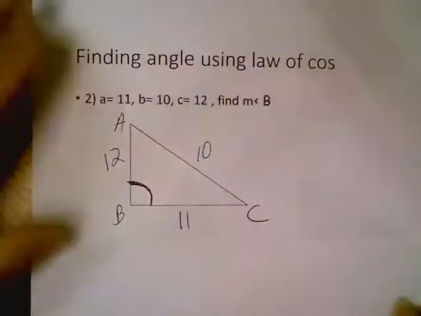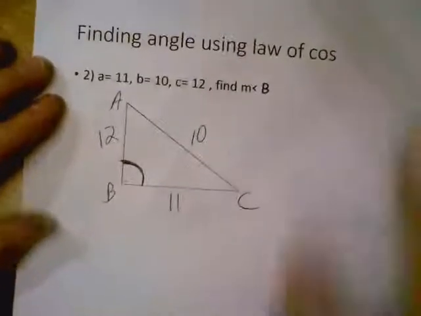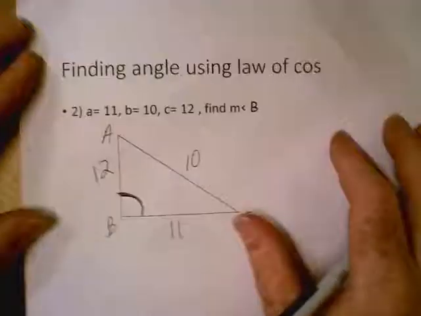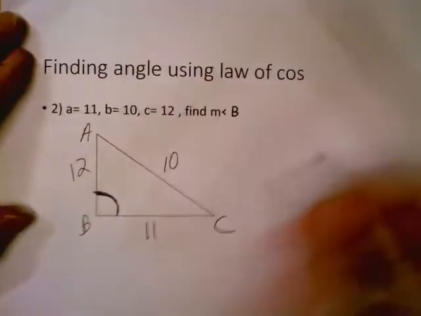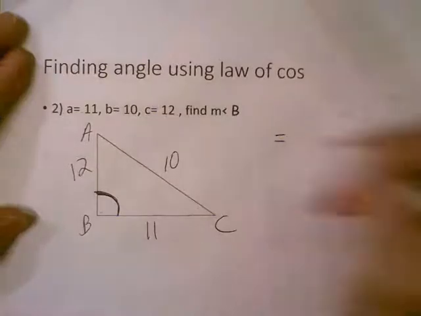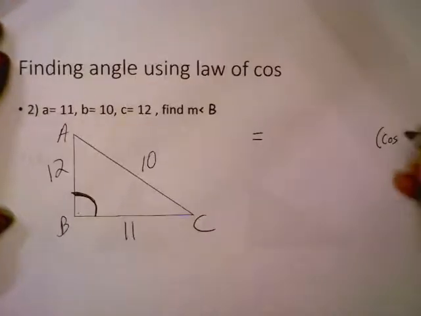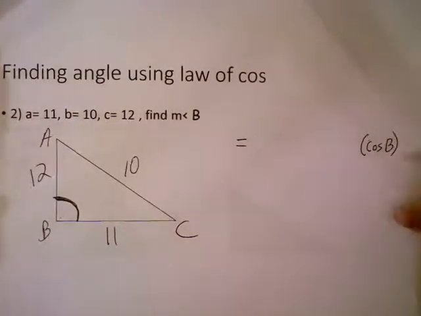No, it's not a right angle. It's just the triangle that I happen to draw there. I mean, it could be a right angle, but we don't know that for sure. So when we set up our equation, way out here on the right, it's going to say cosine of big B.